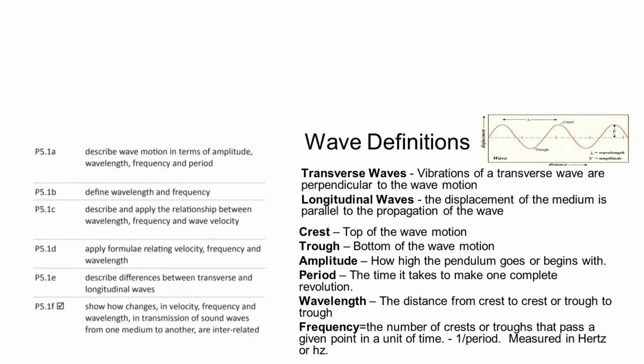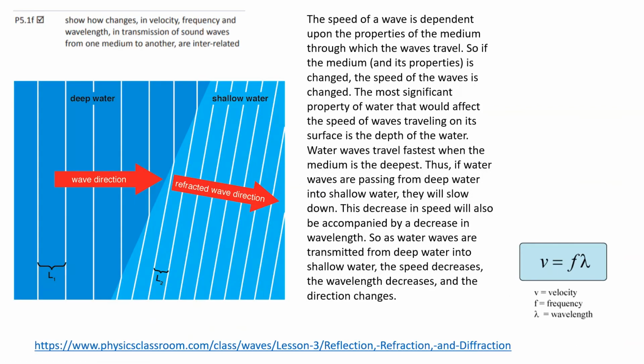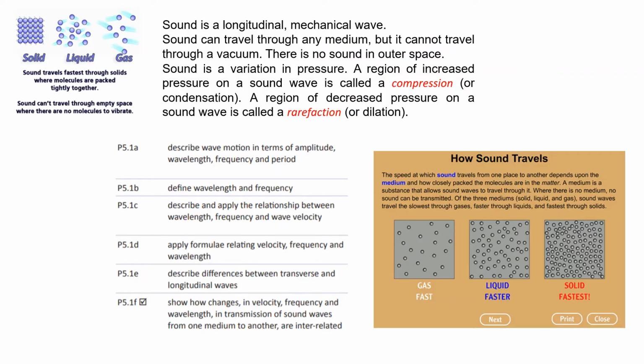If you look at the last objective here: show how changes in velocity, frequency, and wavelength in transmission of sound waves from one medium to another are interrelated. Let's have a look at how sound travels. Sound travels fastest through solids because the molecules are packed tightly together. Sound can't travel through empty space where there are no molecules to vibrate.